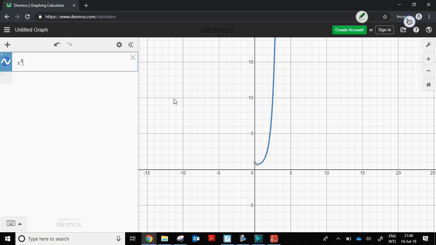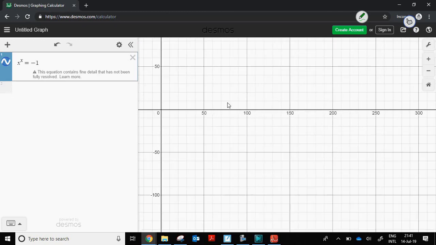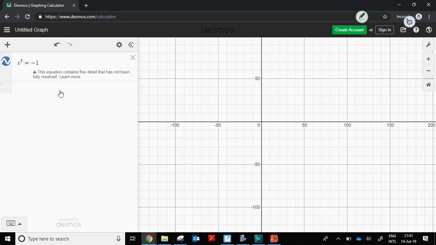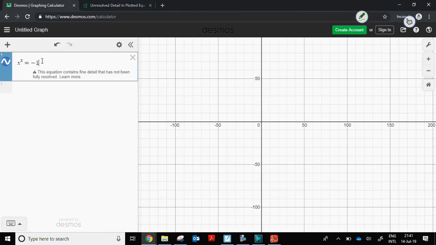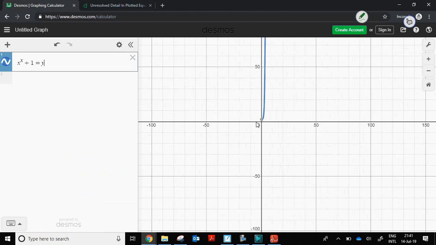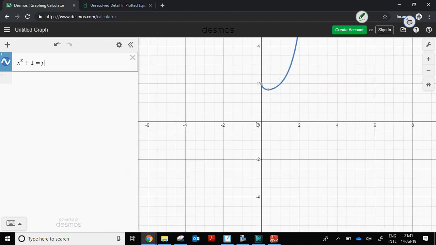If I graph x to the power of x on Desmos, it certainly doesn't look like it ever equals negative 1. If I set it equal to negative 1, it's not giving me any number. Maybe it's off screen. No. Oh, there's even a note here from Desmos telling me that there's going to be some sort of a problem. It says learn more. It says it's too complicated. What if I were to move the 1 over, plus 1, set it equal to y? No, that's not getting me anything because I want to figure out where this is equal to 0, and this is not touching the x-axis.